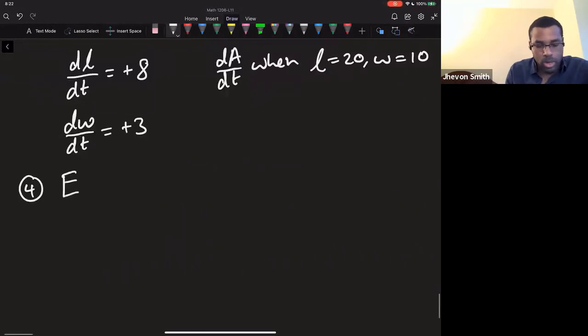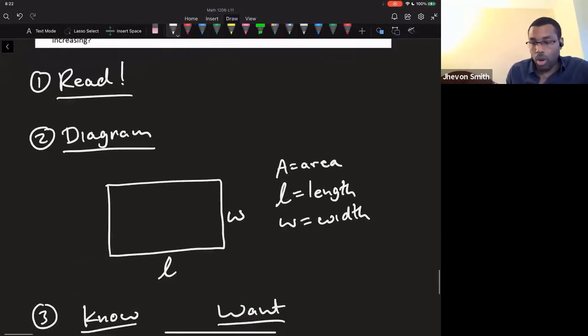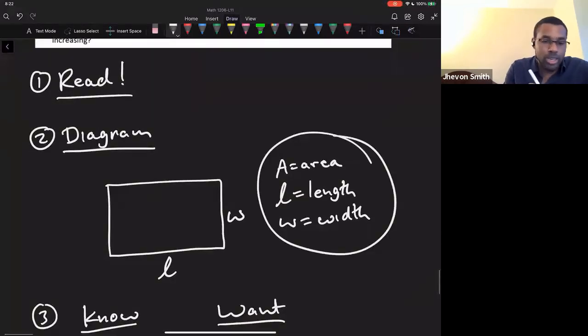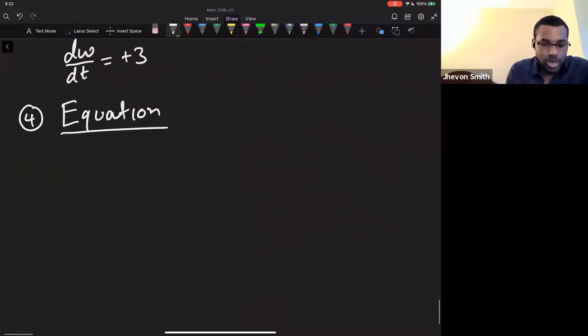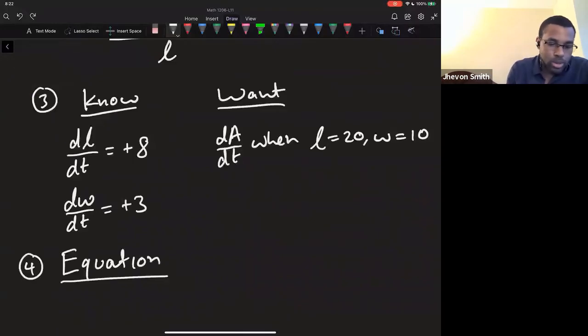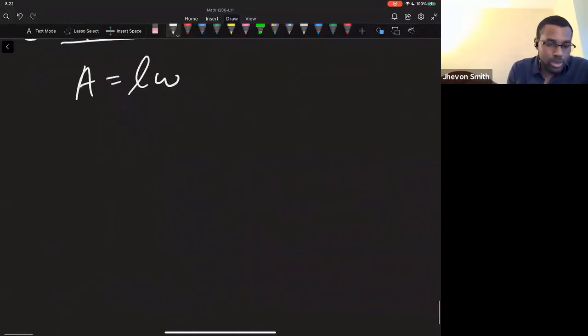Four, going to come up with the equation. The equation is a relationship between all the variables that you just wrote down in the diagram. So, area equals length times width, right? And that's it. That's step 4.